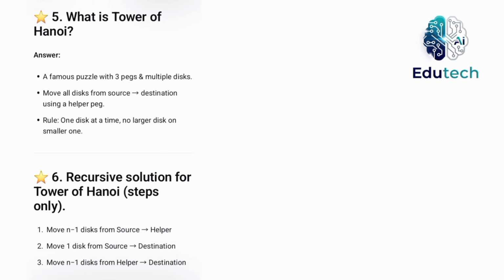Recursive solution for Tower of Hanoi. Move n-1 disks from source to helper. Move one disk from source to destination. Move n-1 disks from helper to destination.